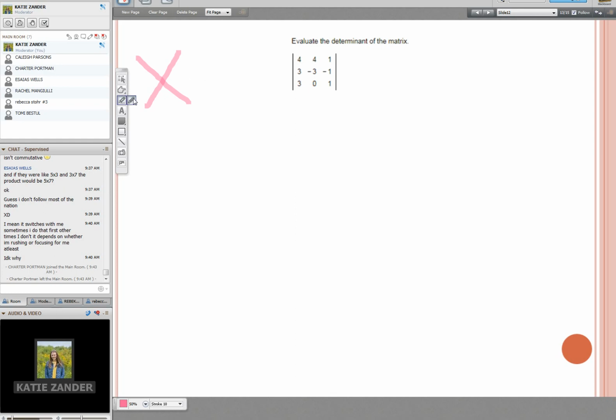Well, what you have to do in a 3 by 3 matrix is copy the first 2 columns over. So notice I'm going to take column 1 and copy that over, and the same thing with column 2. And the reason for this is when I go to find the main diagonals, there should be 3 of them, right? Not just 1, but 3 now. So essentially what we have to do here is multiply all the pink diagonals together. So 4 times negative 3 times 1.